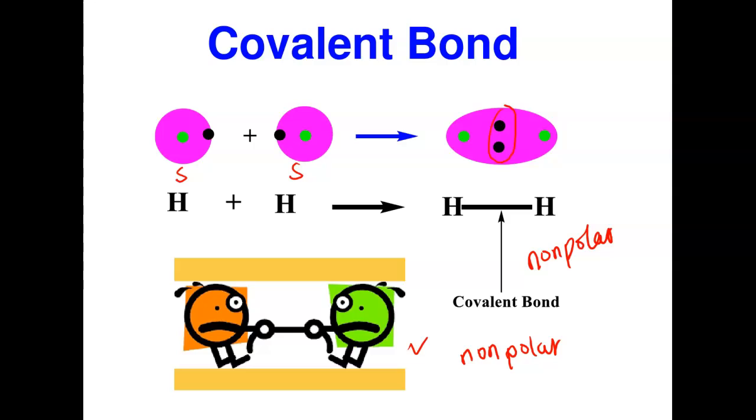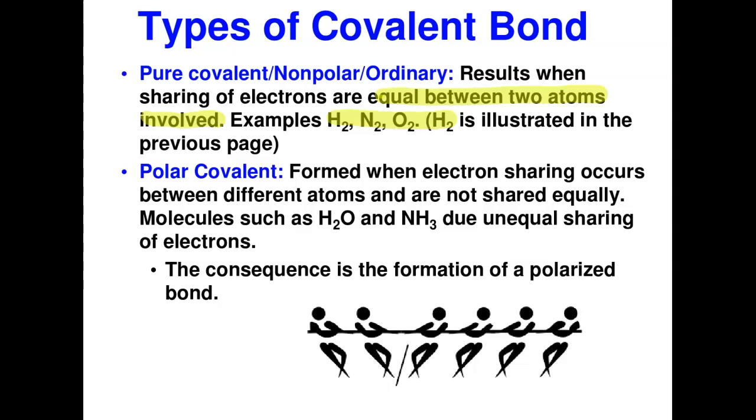Non-polar covalent bond, because this bond involves the sharing of electrons between these hydrogens, and the power of these hydrogens are equal. And you can take this to look like a kind of tug of war. Now, on the other hand, the second type of covalent bond is called the polar covalent bond.